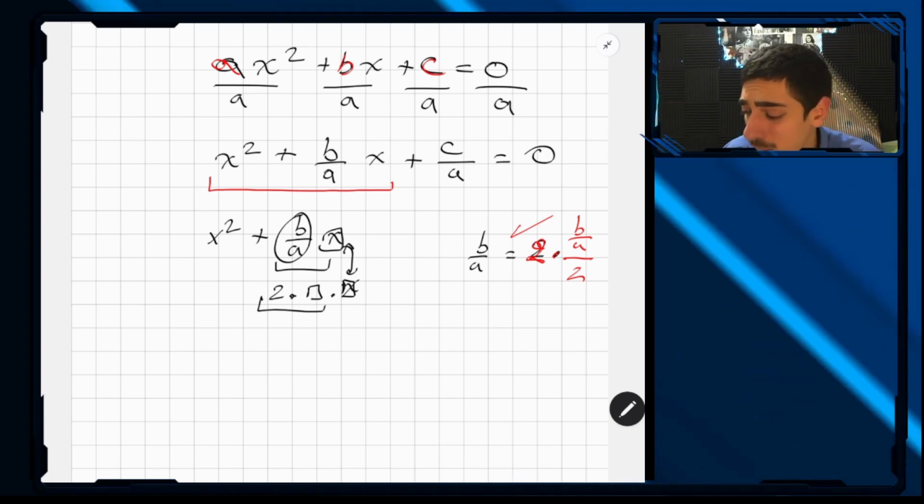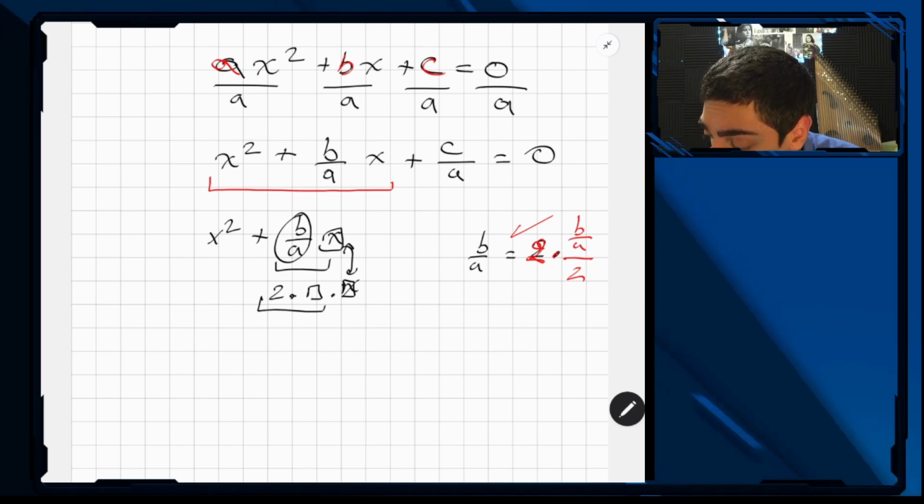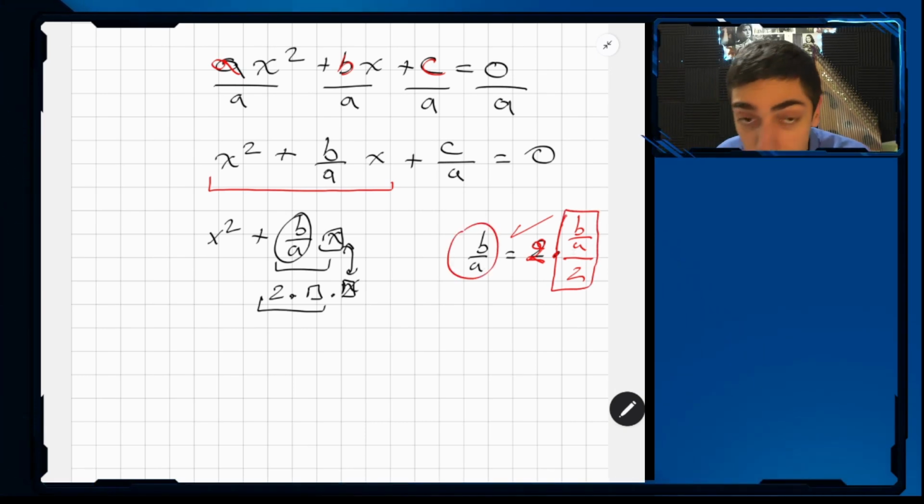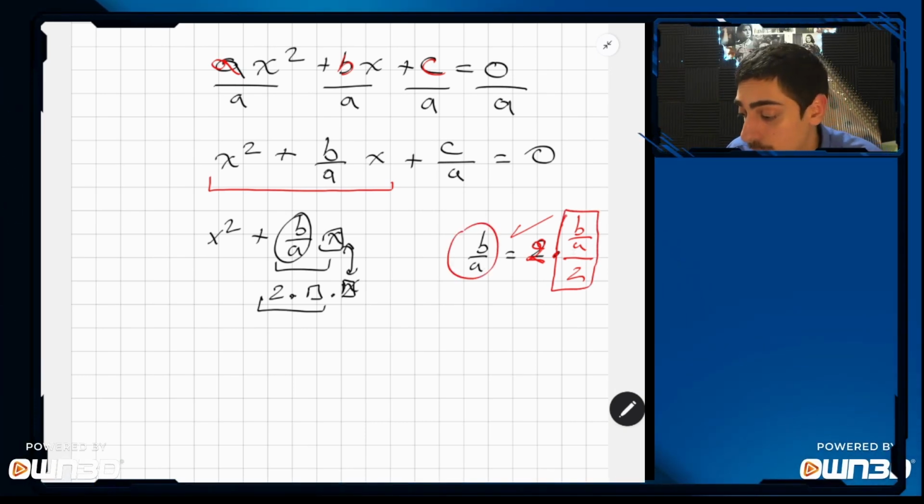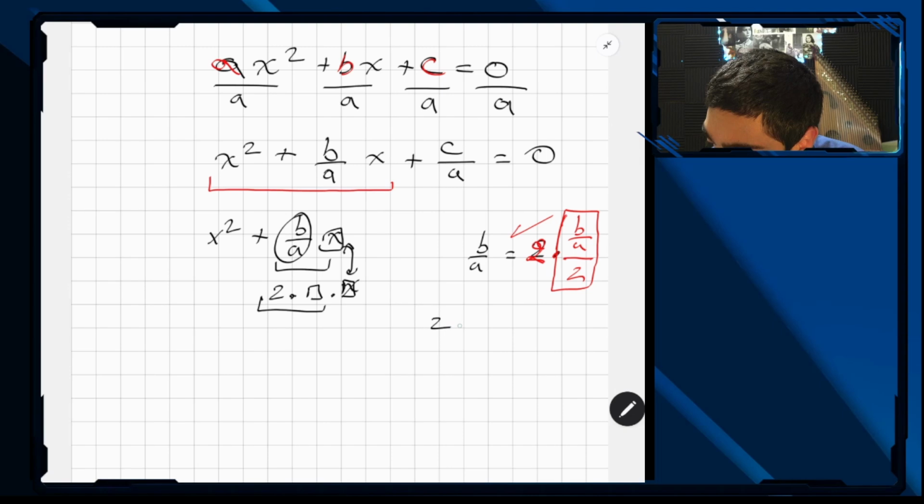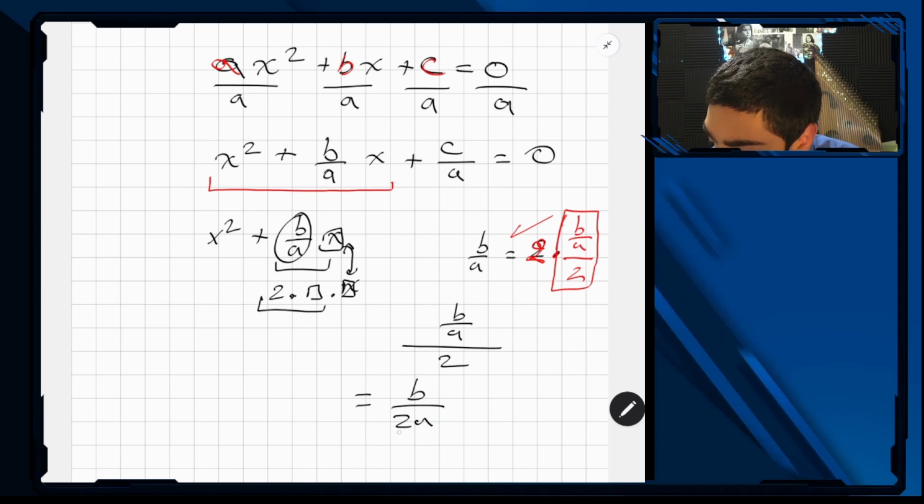Don't feel afraid of this, by the way. It will look very easy when we simplify. I just want you to check that this is the box here. 2 times this box gives you this. I want you to be absolutely convinced of this. And if this is the case, well, all that's left is to say that b divided by a divided by 2 is nothing but this.